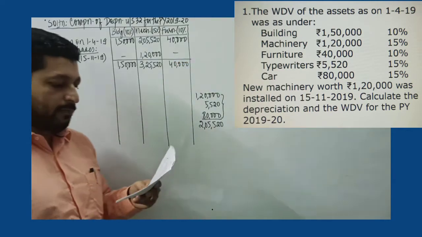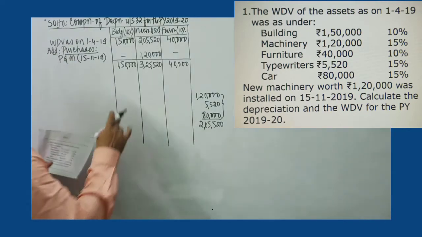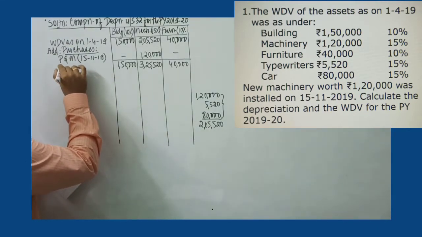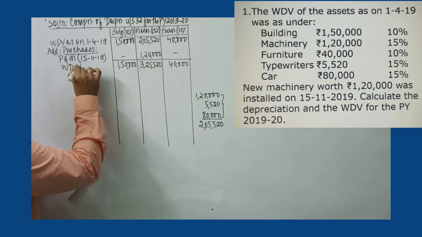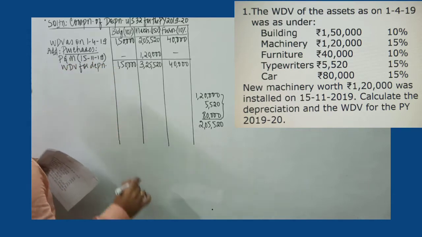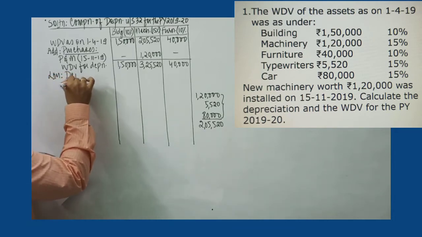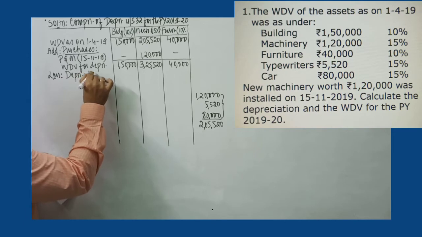Now, nowhere in the problem there is mention of any sale. There is no sale proceeds at all. So, this number itself will become WDV for depreciation. Written down value for depreciation. Then I record over here less depreciation under section 32.